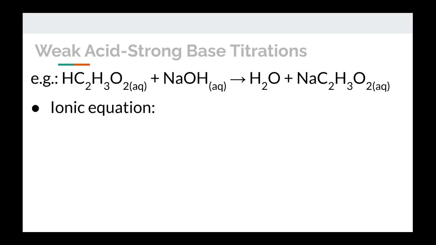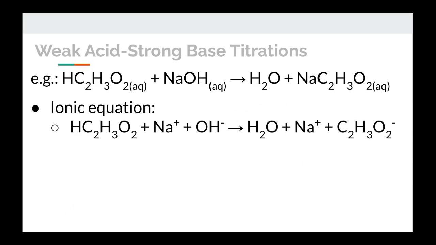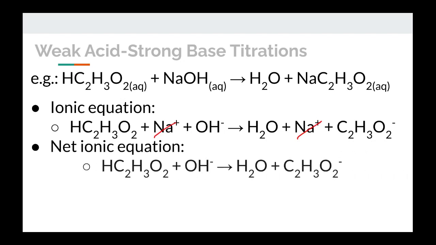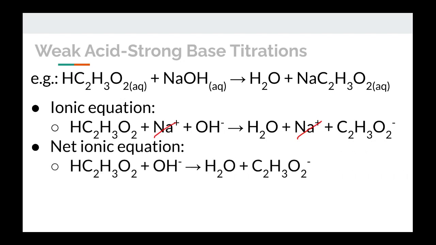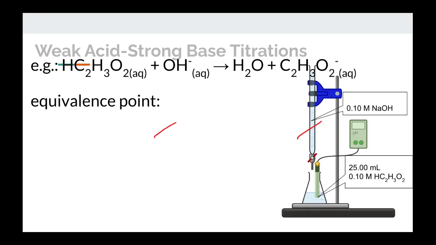This is a reaction that's going to occur in this particular example where acetic acid is reacting with NaOH. You can split up the Na and the OH. Spectator, what we have here is Na+, so the net ionic equation is just the acid reacting with OH- to make water and its conjugate base. Let's analyze this titration as well.